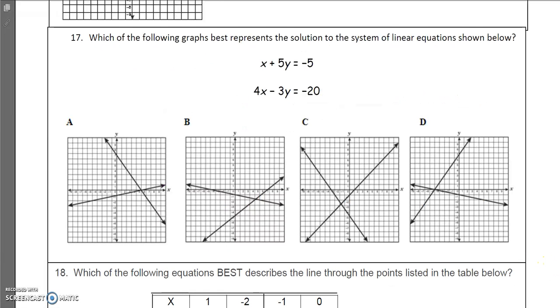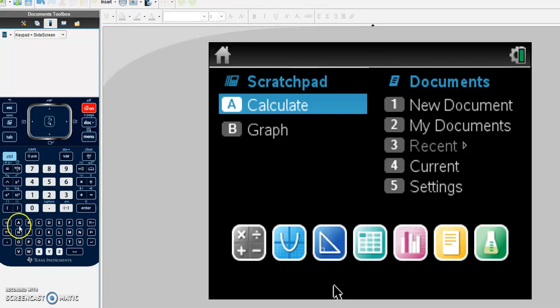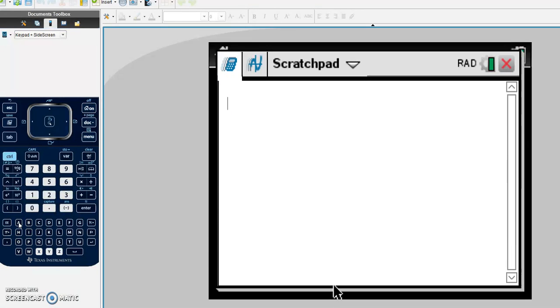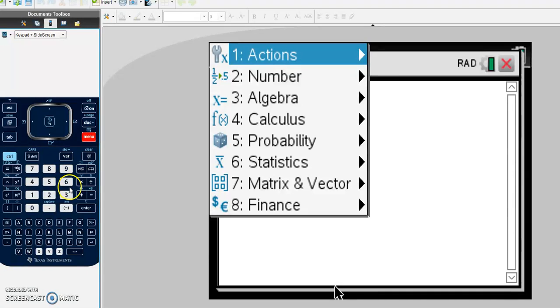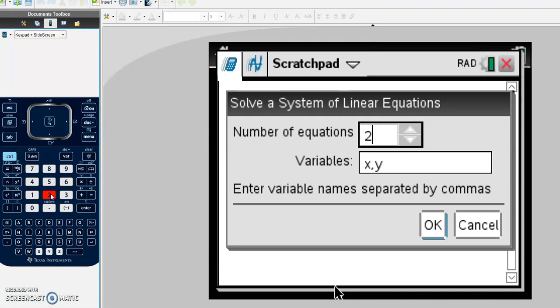Which of the following graphs best represents the solution to the system of linear equations shown below? Okay, so we're just trying to figure out where they're going to cross each other, right? Which is the solution. So if it's a system, let's use our calculator. We're going to pull up our calculator. Let's go to Scratchpad. So I'm going to go to Home. I'm going to go to Scratchpad. And then we're doing Menu, 3, and then Solve System of Linear Equations.